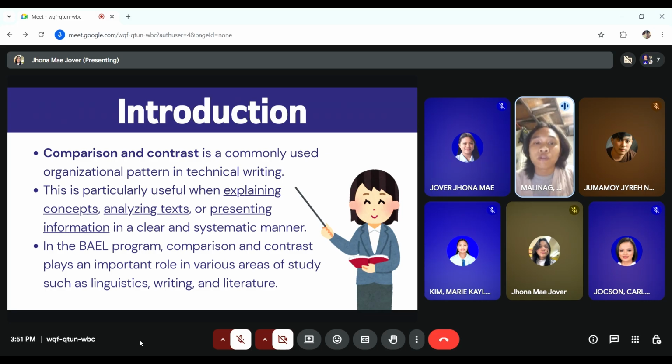In the BAL program, comparison and contrast plays an important role in various areas of study, such as linguistics, writing, and literature. So students in the BAL program use this pattern across multiple subjects. For example, in linguistics, they can compare language theories. In writing, they can analyze different styles or genres. And in literature, they can contrast themes or characters.